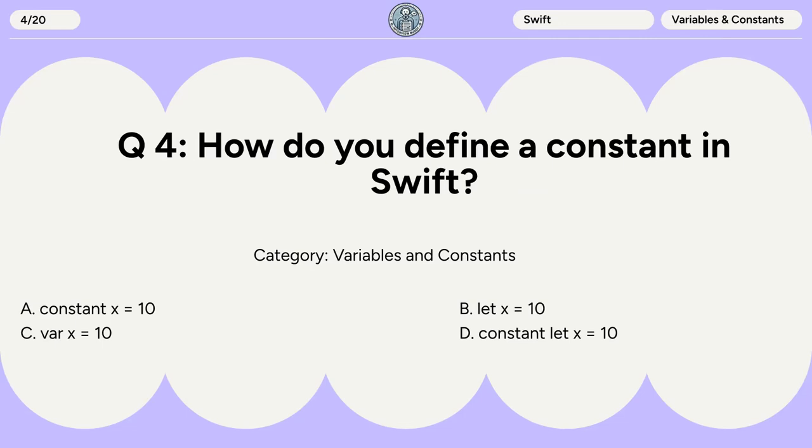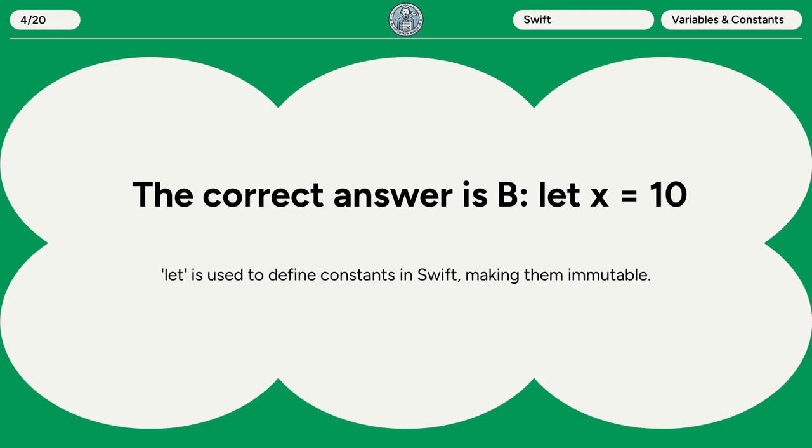Question 4. How do you define a constant in Swift? A. Constant x equals 10. B. Let x equals 10. C. Var x equals 10. D. Constant let x equals 10. The correct answer is B. Let x equals 10. Let is used to define constants in Swift, making them immutable.